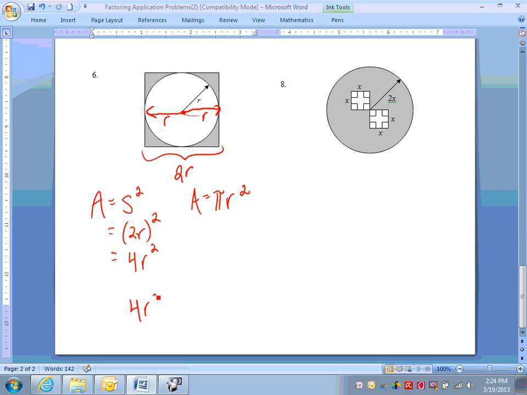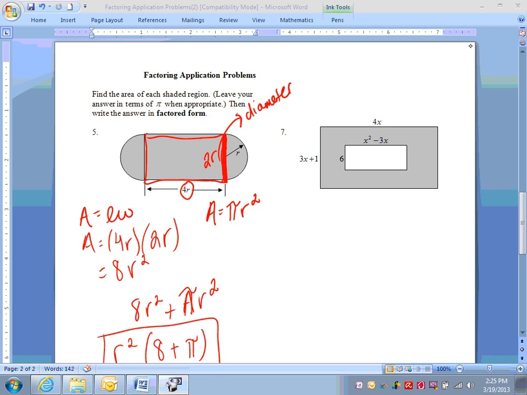So I take the area of the square, 4r squared, minus pi r squared, the area of the circle. And then I pull out anything they have in common, and the thing they have in common is r squared. That's the GCF, and I'm left with 4 minus pi. And that is the area of my shaded region.